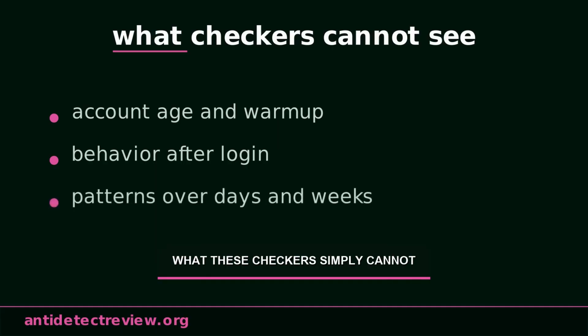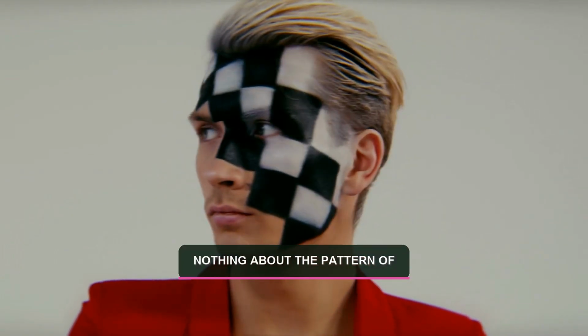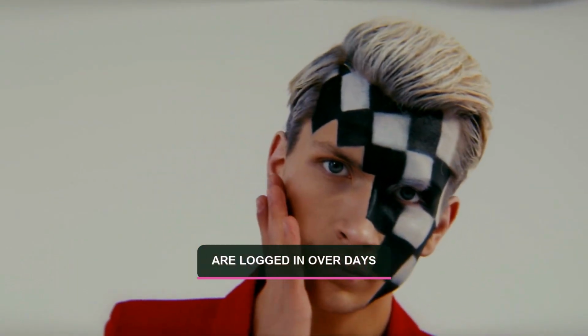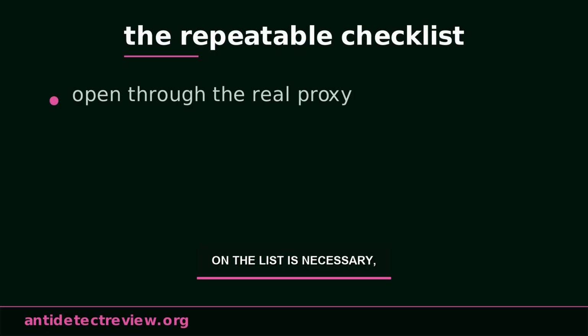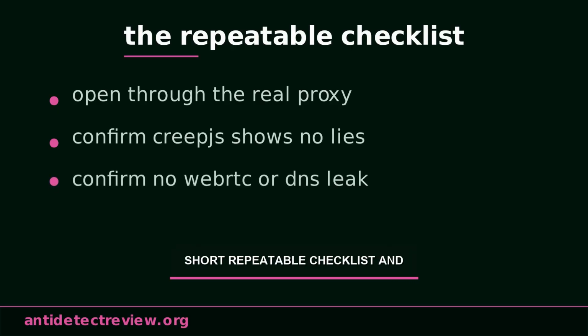And be clear-eyed about what these checkers simply cannot see, because it reframes the whole exercise. They measure the device and the network at one single instant, and that is all. They know nothing about how aged and warmed your account is, nothing about your behavior, nothing about the pattern of what you do once you are logged in over days and weeks. Passing every checker on the list is necessary. It is genuinely worth doing. But it is not sufficient, because the parts they cannot measure are the parts that were always going to be your responsibility. So keep a short, repeatable checklist and actually run it before you trust the tool with anything real.